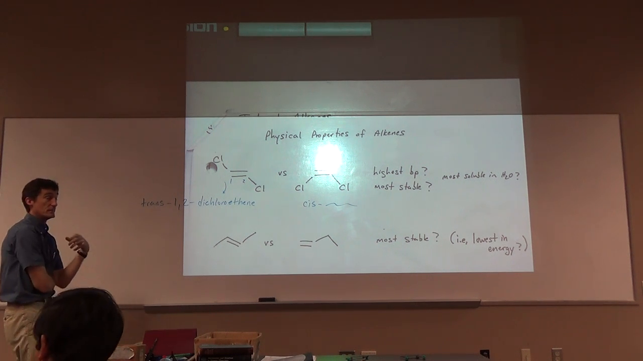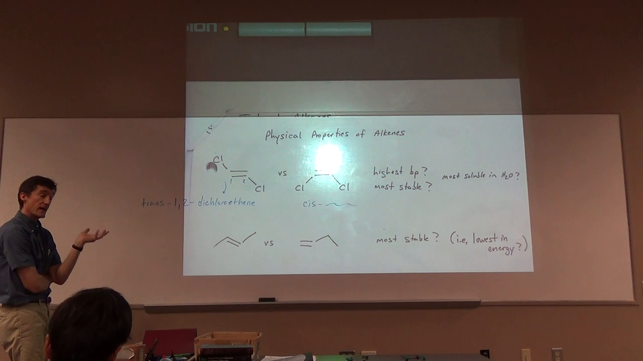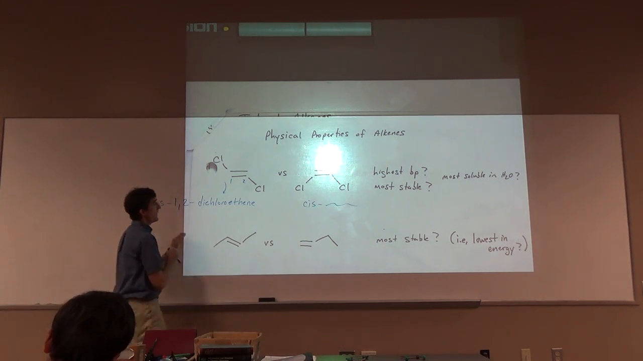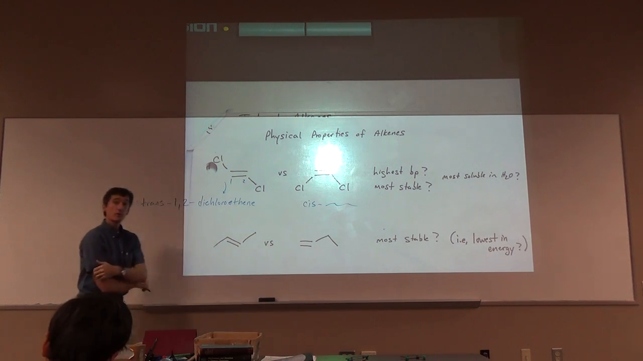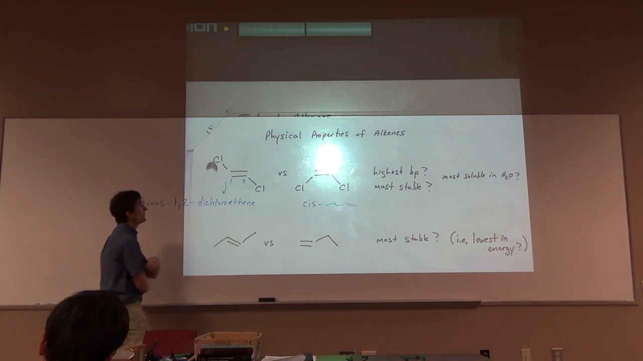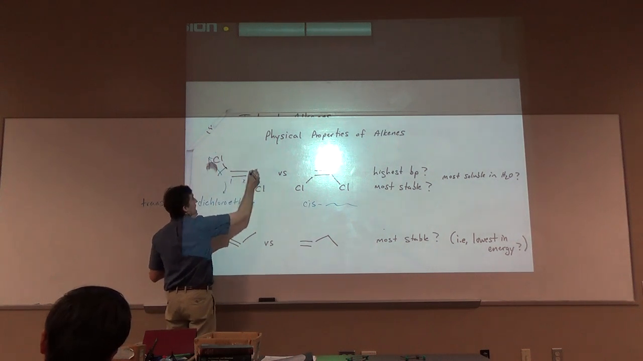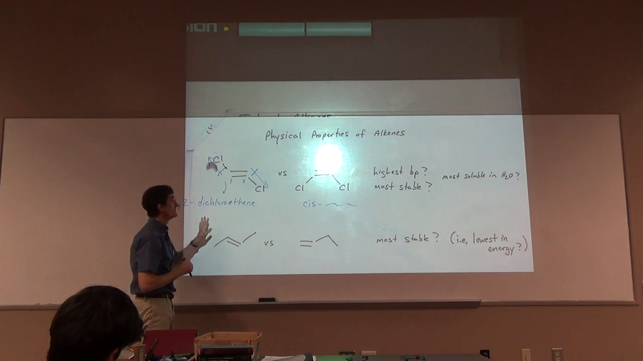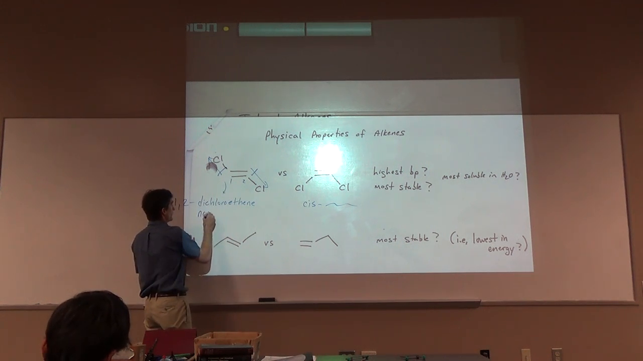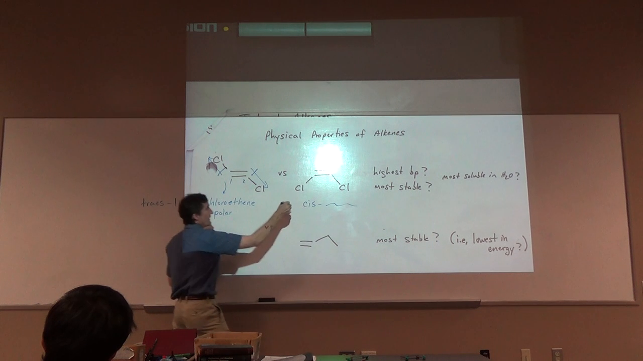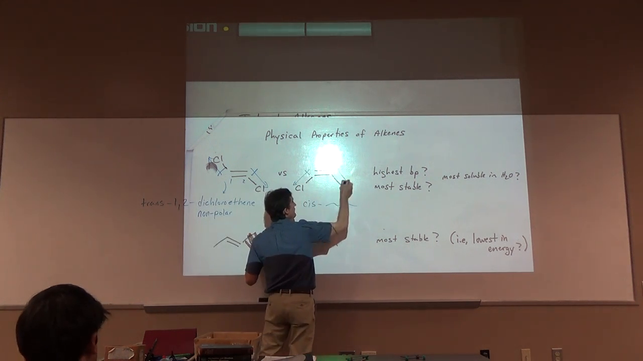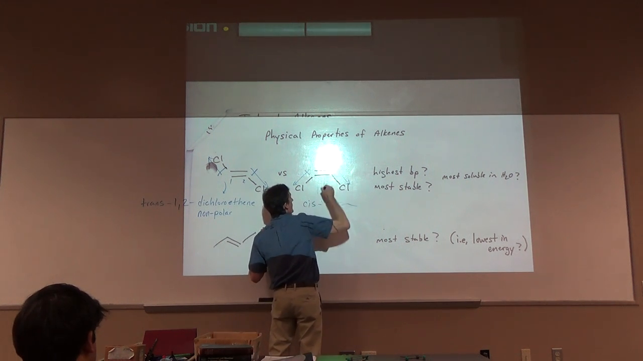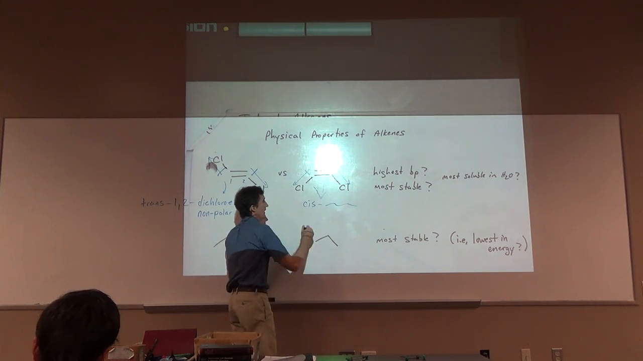Dipole, or polarity. Dipole could be individual dipole or molecular dipole. Polarity: are they both polar or is one nonpolar? These two dipoles go like that. They're equal and opposite, so they cancel. This compound is nonpolar. How about this one? Polar. Do those cancel? No. These can be summed up to one dipole that points like this. This is polar.